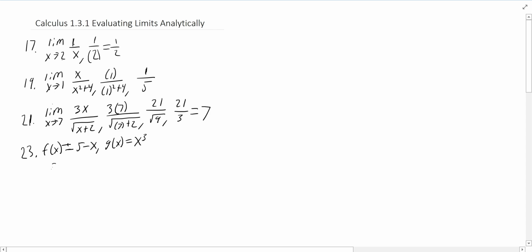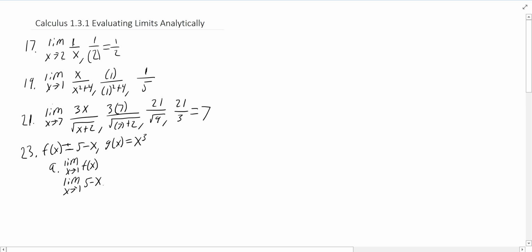Part A asks us to find the limit as x goes to 1 of f of x, which shouldn't be that bad, because this is really the limit as x goes to 1 of 5 minus x, since f of x was 5 minus x, as they gave us.